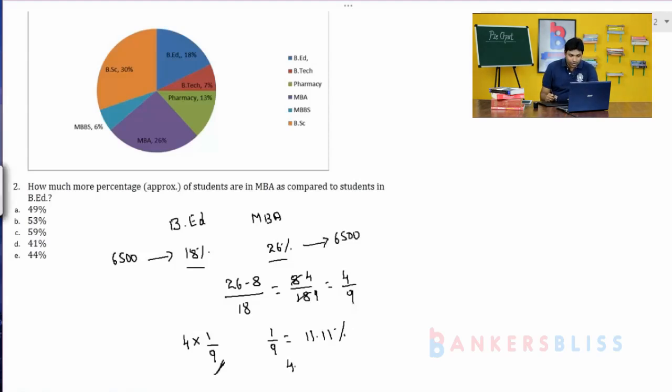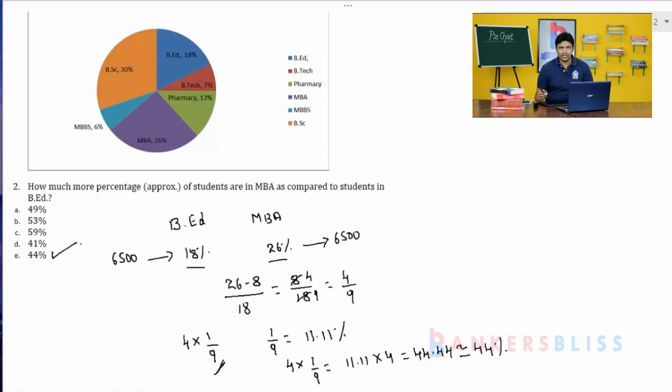Now 4 into 1 by 9 is equal to 11.11 into 4, which is 44.44 percent. But the question asks us to calculate the approximate value. Therefore, the approximate value is 44 percent. Option E is the right answer. 4 into 1 by 9 is 11.11 into 4, 44.44 percent.